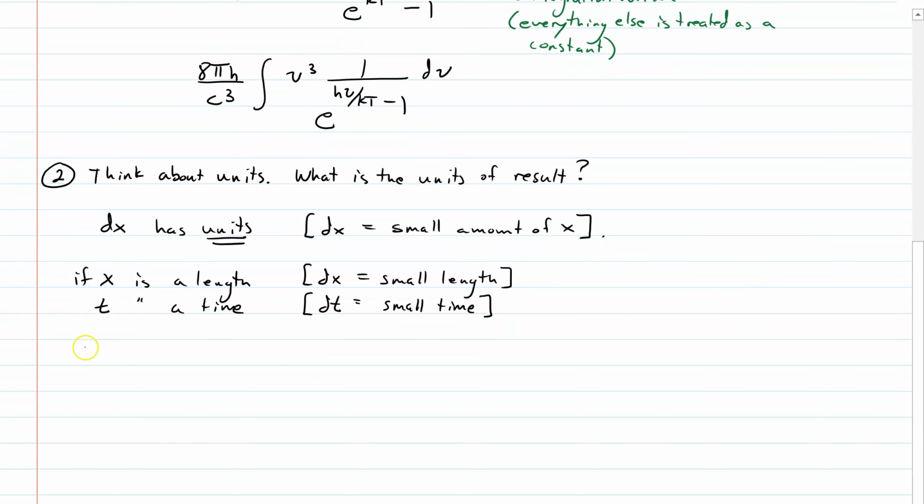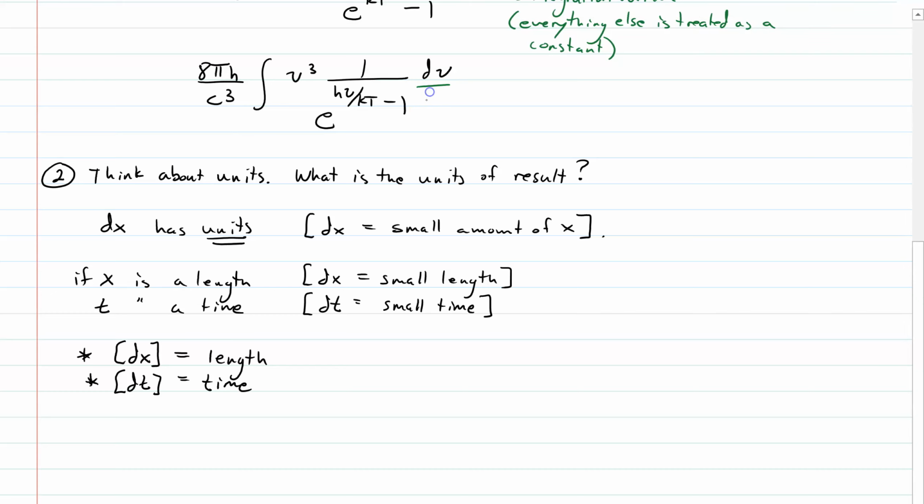So very important is that the units of dx are units of length, right? Assuming x is a length. The units of dt are time. Okay? So when you're analyzing the units of an integral, you need to include the units of this d, whatever the integration variable is.